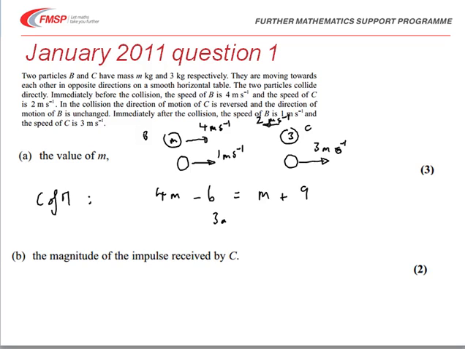This evaluates to give 3m is equal to 15, and therefore m is equal to 5. And that, of course, is kilograms.